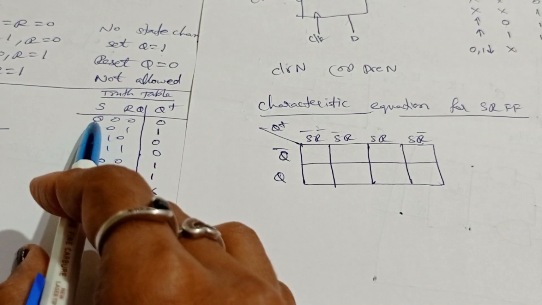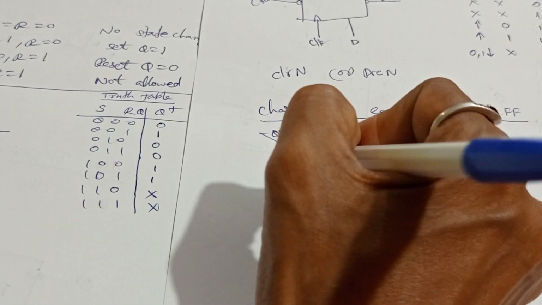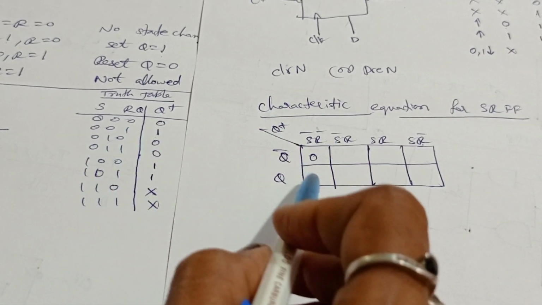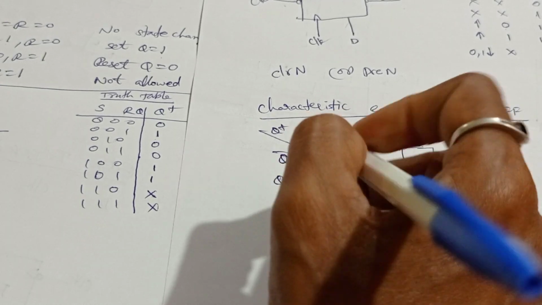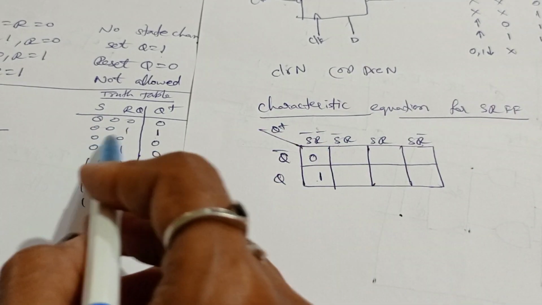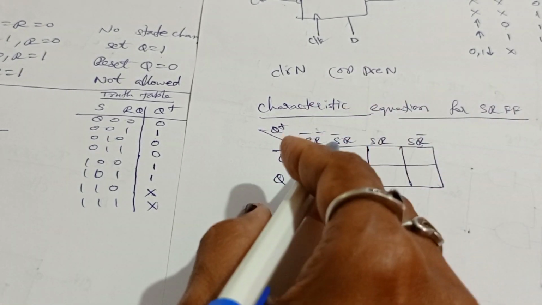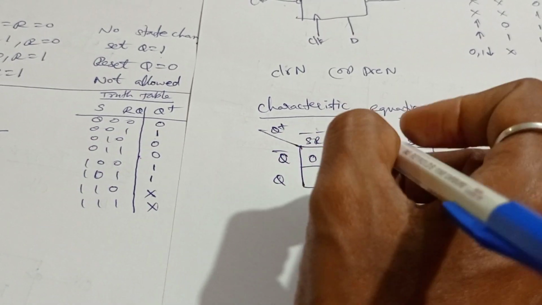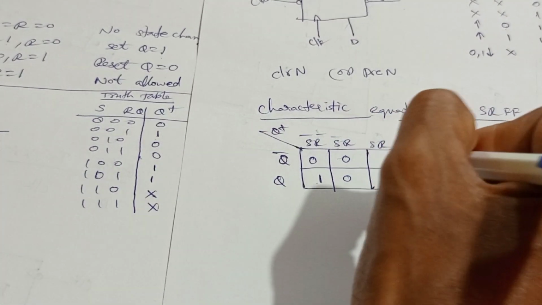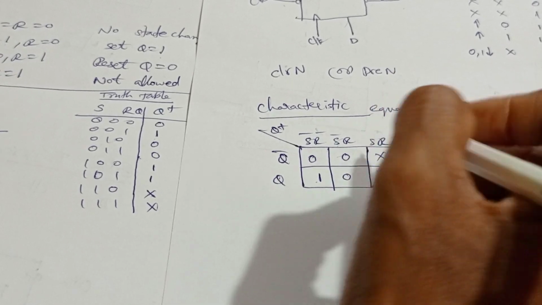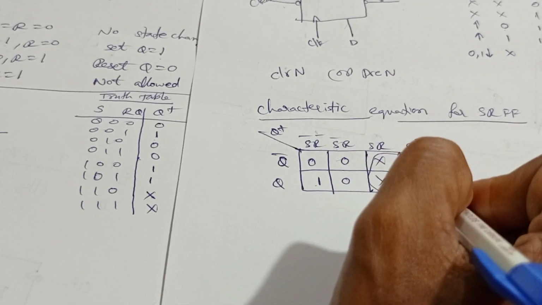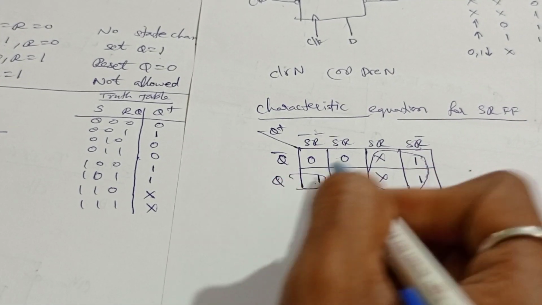0, 0, 0, it is 0. 0, 0, 1. 0, 1, 0, 0. 0, 1, 1, 0. 1, 1, don't care. By this, we can form a quad and pair.